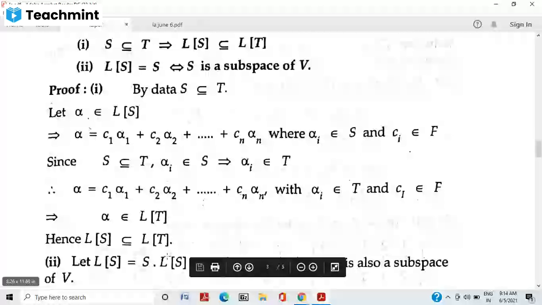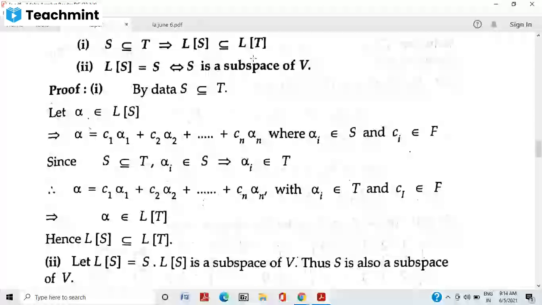Now we should move on to the next condition we should prove. What is that next condition? What should we prove here? L of S equal to S if and only if S is a subspace of V.